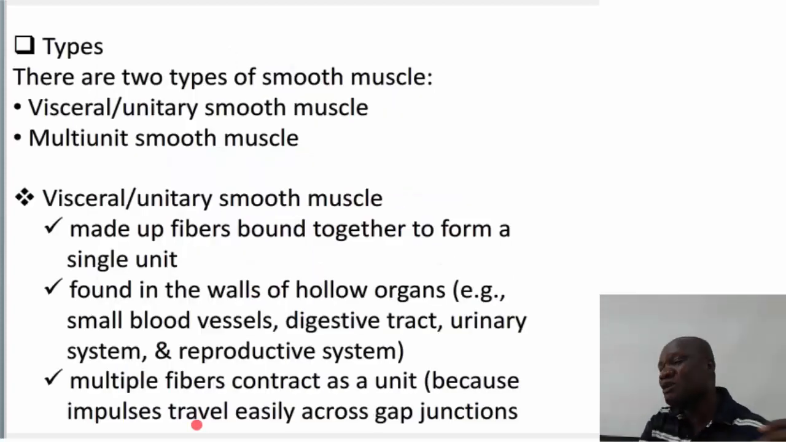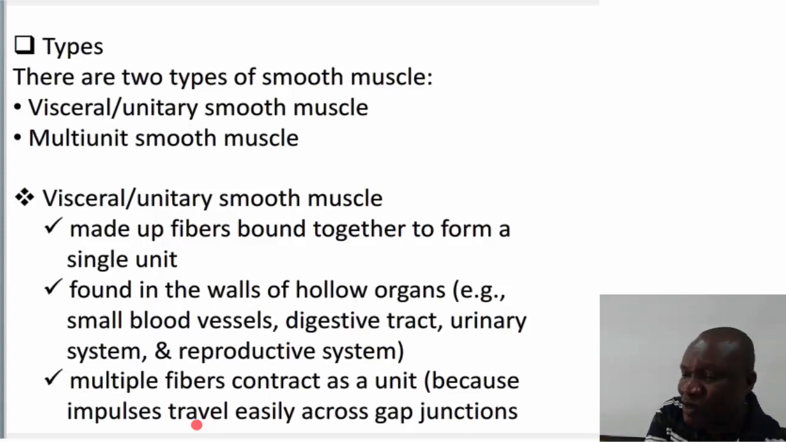Now, there are two types of smooth muscle. We have the visceral or unitary smooth muscle, and we have the multi-unit smooth muscle. Now, the visceral smooth muscle is made up of fibers bound together to form a single unit.